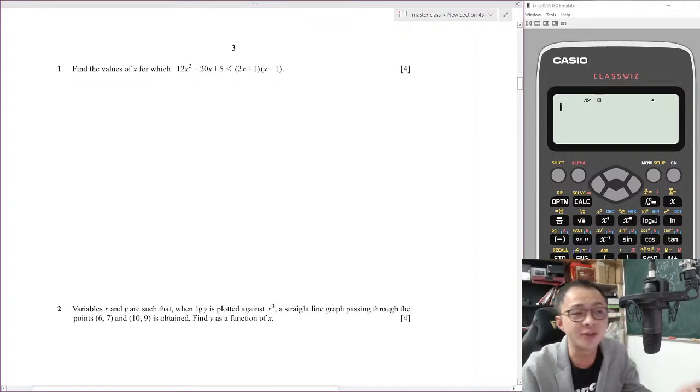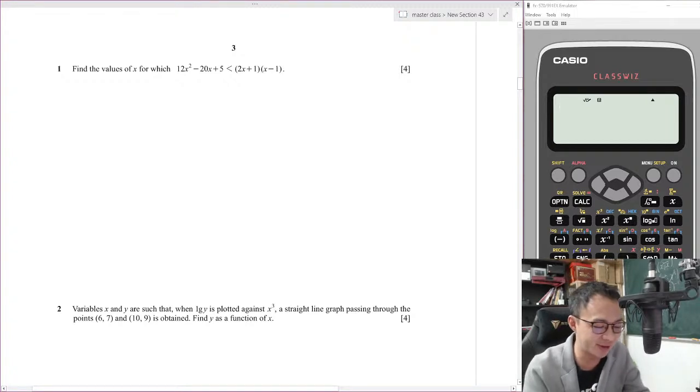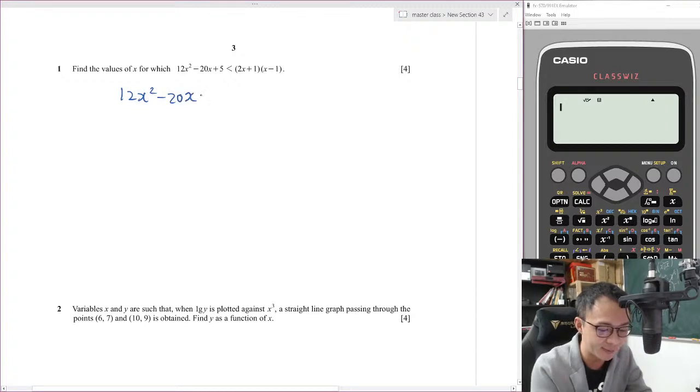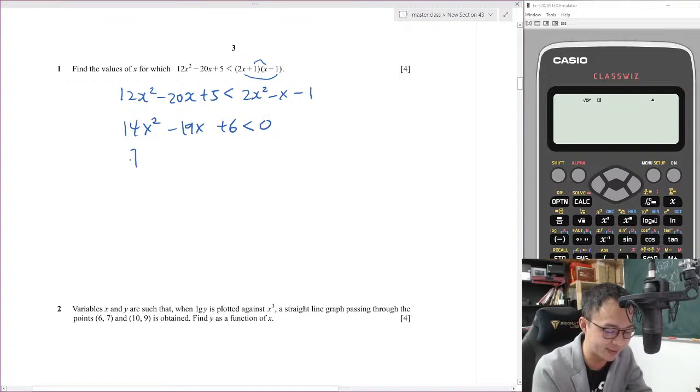The first question is very easy. It's just a quadratic inequality. How are you going to solve it? Basically, you group everything together into ax squared plus bx plus c. So this one is 12x squared minus 20x plus 5 less than 2x squared. Multiplying out the other side gives negative 2x plus 1x, which is negative x minus 1. Grouping together, 14x squared minus 19x plus 6 less than 0. We cannot make the numbers smaller because of the 19.